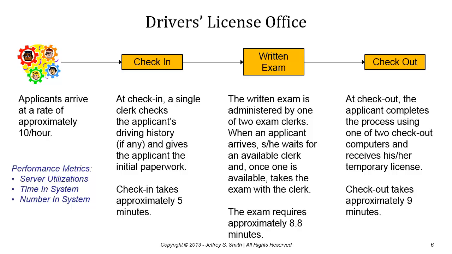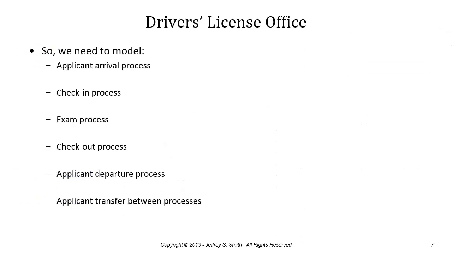And once they finish the written exam, the applicants go to a checkout process, which is done at a computer kiosk, which supports two applicants simultaneously. The performance metrics that we're interested in are the server utilizations, the time in system, and the number in system. So to model this configuration, we need to model the applicant arrival process, the check-in process, the exam process, the checkout process, the applicant departure process, and then the applicant transfer between the individual processes.